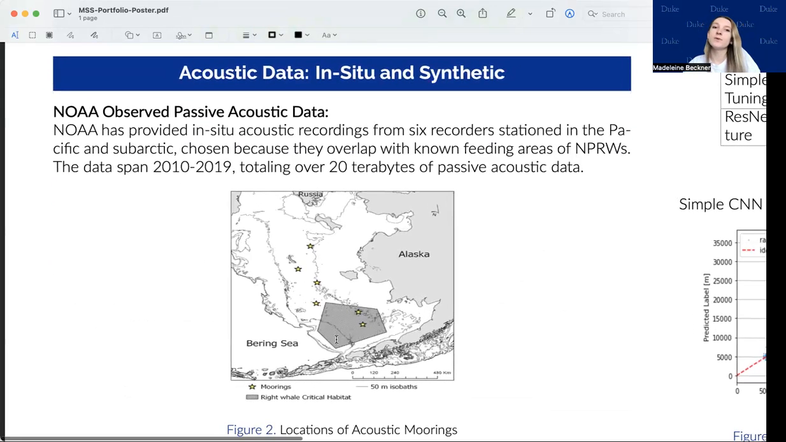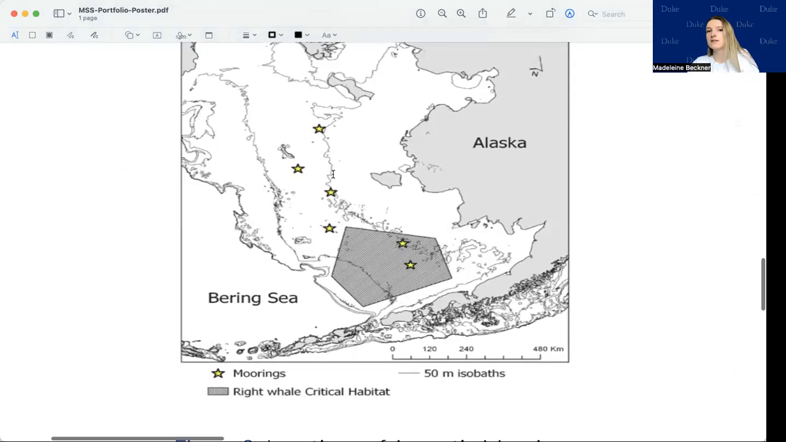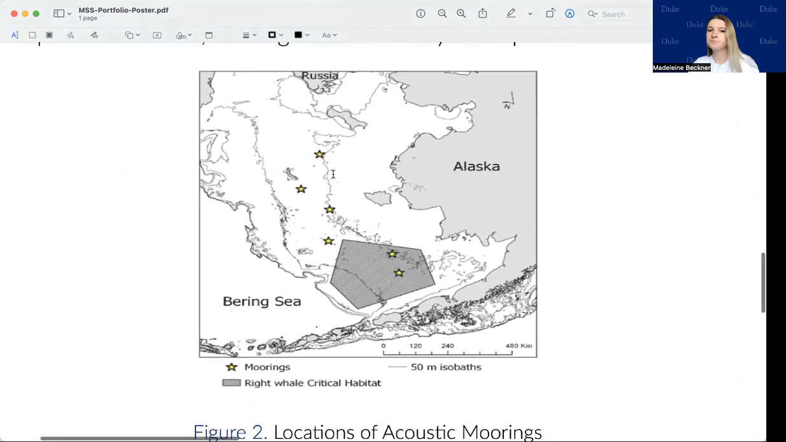So we have two data sets that I'll be referencing throughout this talk. The first one is our observed in situ passive acoustic data. NOAA has provided acoustic recordings from 6 recorders stationed in the Pacific and subarctic. These locations were chosen because they overlap with known or presumed feeding areas of North Pacific right whales. The data span 9 years, and we have over 20 terabytes of acoustic data. In this figure, you can see the locations of moorings in the Bering Sea.